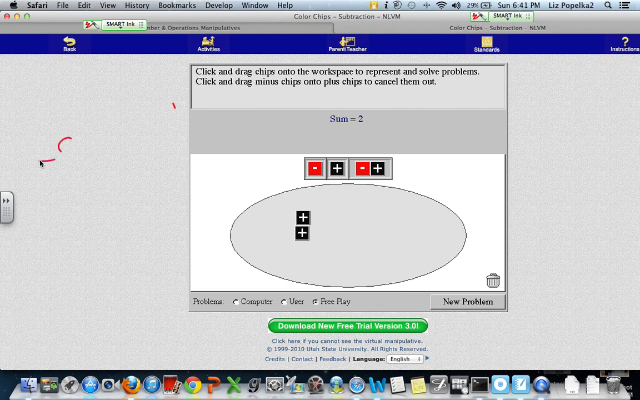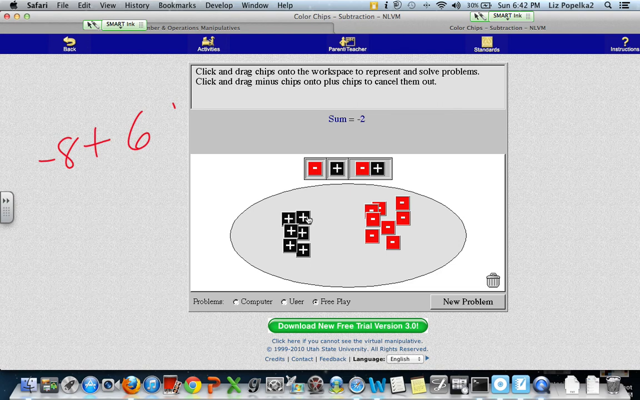Let's say -8 plus a positive 6. So I need -8 here. 1, 2, 3, 4, 5, 6, 7, and 8. And then positive 6. I've already got 2 positives. 1, 3, 4, 5, 6. Well, if these get together, poof, that one's going to cancel. Poof, poof, poof, poof, and poof, which is now going to leave me with a -2 left over.